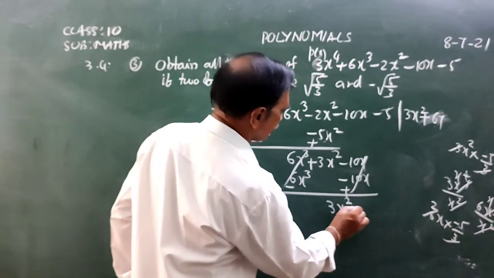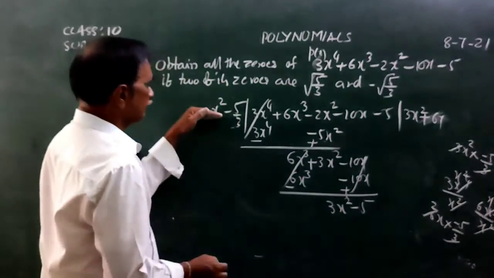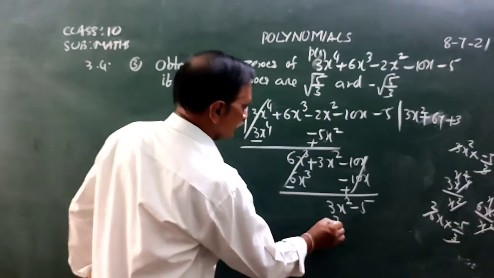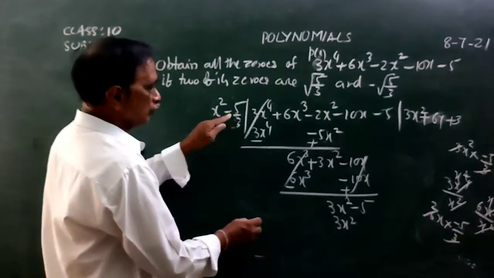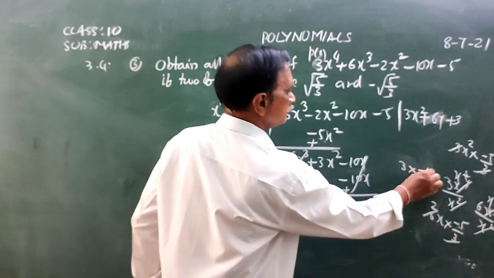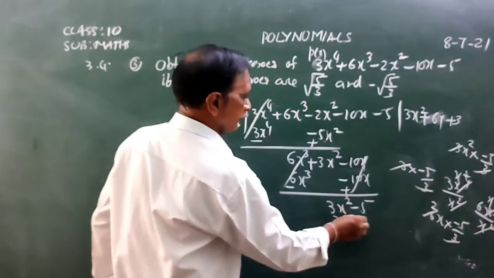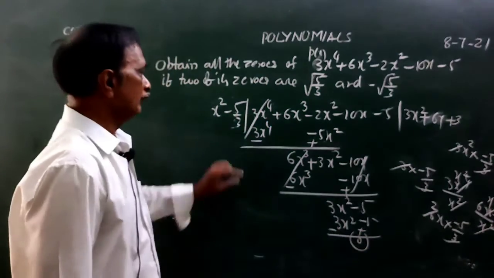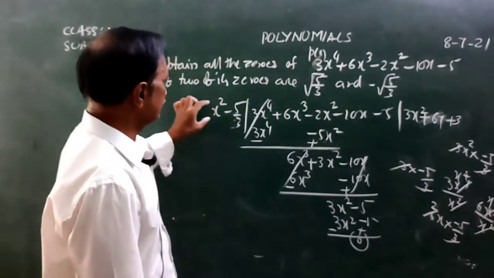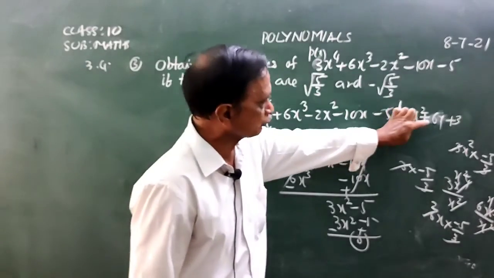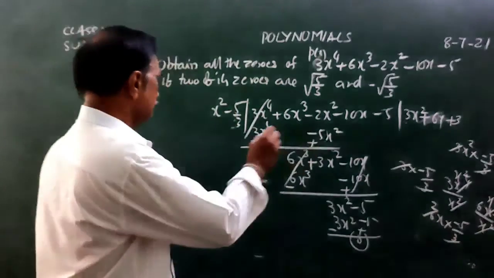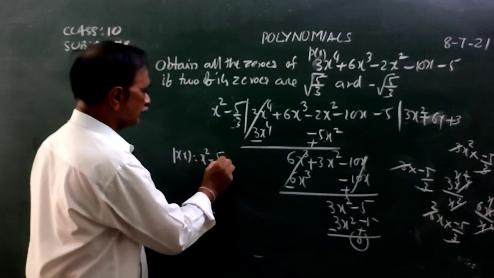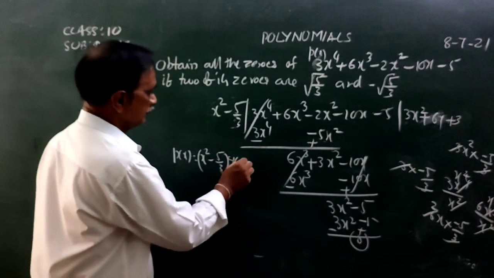3x² minus 5. Divide the first term by the first term. You get plus 3. 3 into x², 3x². 3 into −5/3 gives what? Minus 5. Subtract. So when this polynomial p(x) is divided by x² − 5/3, we got 3x² + 6x + 3. That is nothing but p(x) = (x² − 5/3) into g(x).